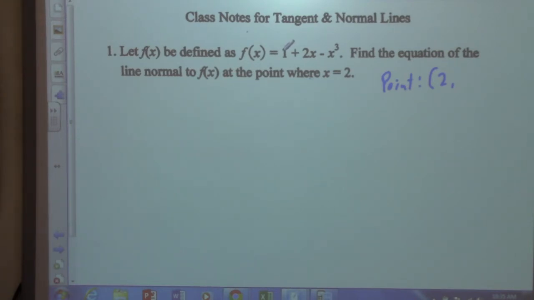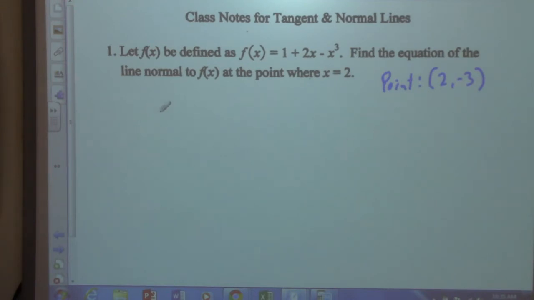What do we get for our point here? We got negative three, it's gotta be negative three. Y, so negative three. Okay, and then what next?